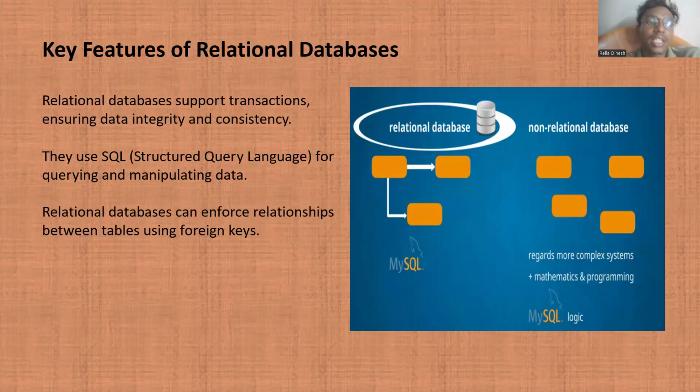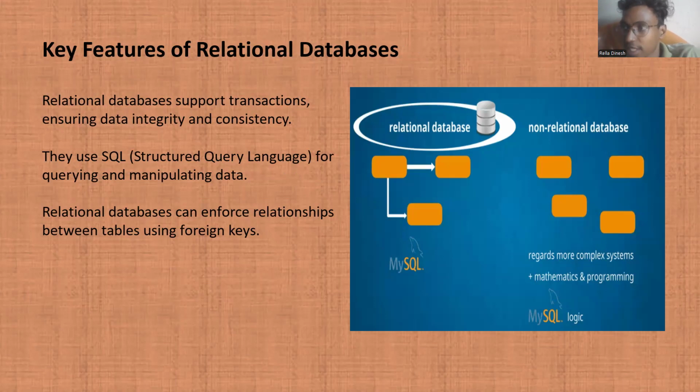Key features are that they use SQL for querying and manipulating the database. Relational databases support transactions, ensuring data integrity and consistency. A relational database has data consistency and data integrity, as well as transaction support, and the relational database can ensure the relationship between tables by using foreign keys.